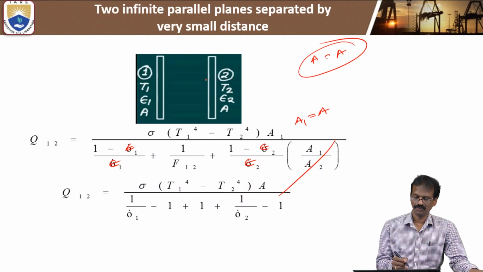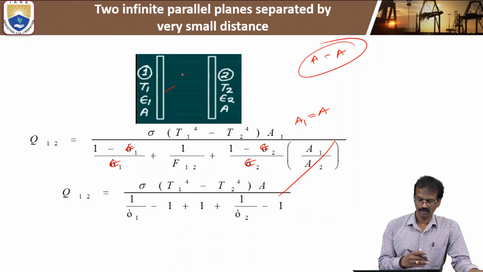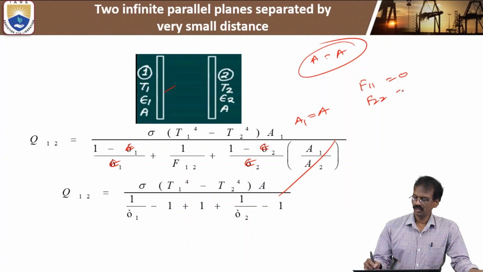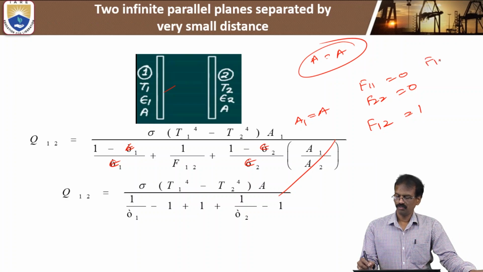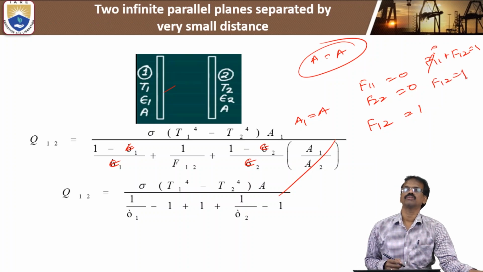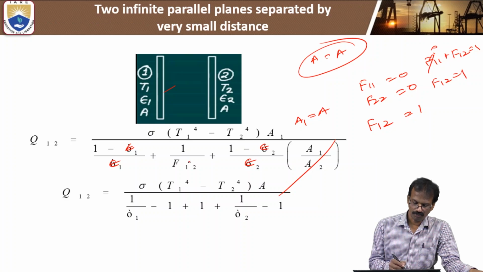For a plane surface, it releases radiation but it does not come back. That means F11 and F22 are equal to 0. Because we know that F11 plus F12 is equal to 1, if this is 0 then F12 is equal to 1. Based upon this, F12 is equal to 1. So here this is 1, A by A.